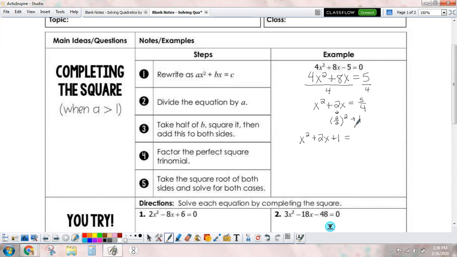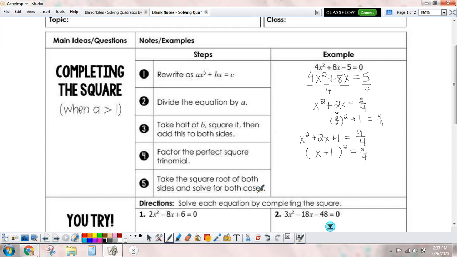Okay, and 5/4 plus 1, I can say that this is equal to 4/4. So I'm doing 5 plus 4 to get 9/4. Okay, and then I can go ahead and do my step 4, factor my perfect square trinomial. So I know that to get these numbers, I need to do x plus 1 squared equals 9/4.